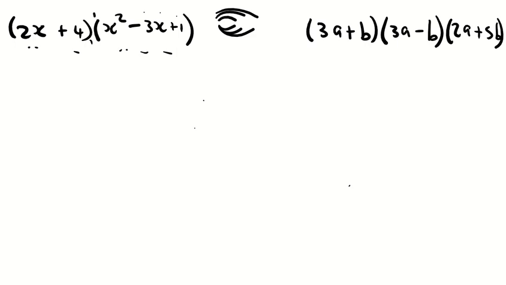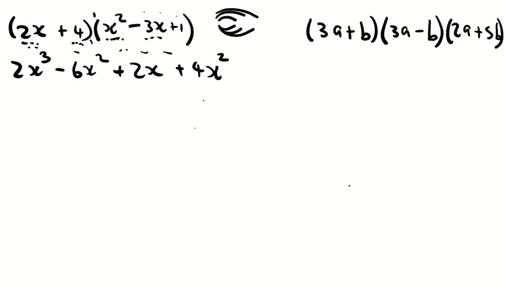Okay, so you will say 2x multiplied by x squared, that's going to be 2x cubed. 2x multiplied by negative 3x is going to be negative 6x squared. Then 2x multiplied by 1 is going to be positive 2x. And then 4 multiplied by x squared gives you 4x squared. 4 multiplied by negative 3x is going to be negative 12x. And 4 multiplied by positive 1 is going to be positive 4.